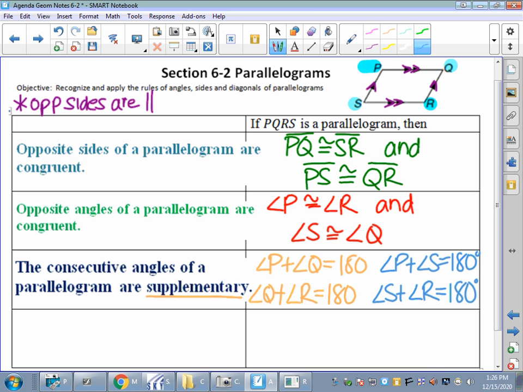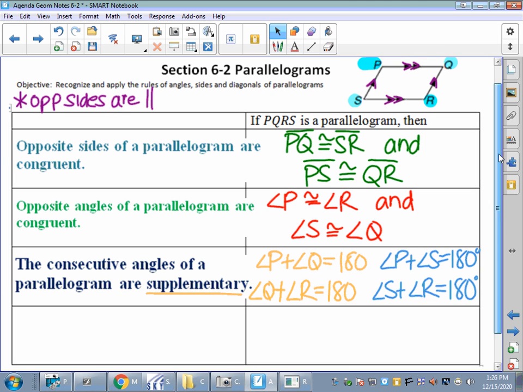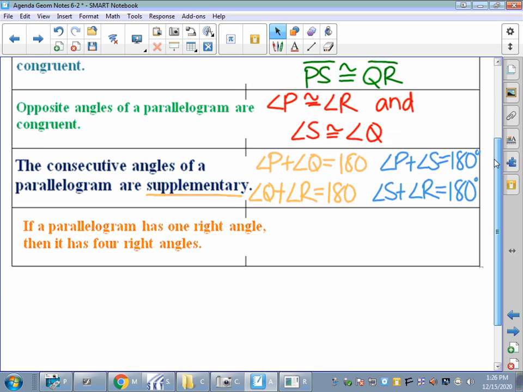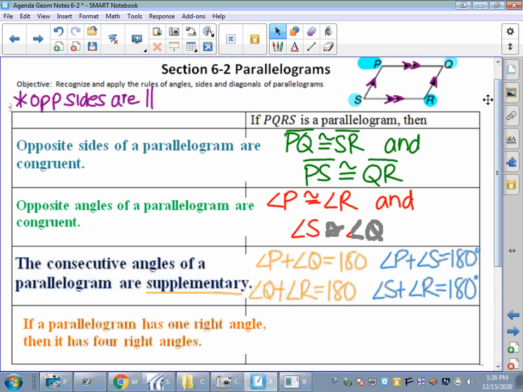And last but not least, this one is common sense. If a parallelogram has one right angle, then they are all right angles. So I could look at my example up here and say, even though it doesn't look like it, if angle R is 90 degrees, that means its opposite angle P has to be 90 degrees. It means its consecutive angles Q and S each have to add up with it to 180 degrees. So angle R plus Q equals 180. If R is 90, Q has to be 90.